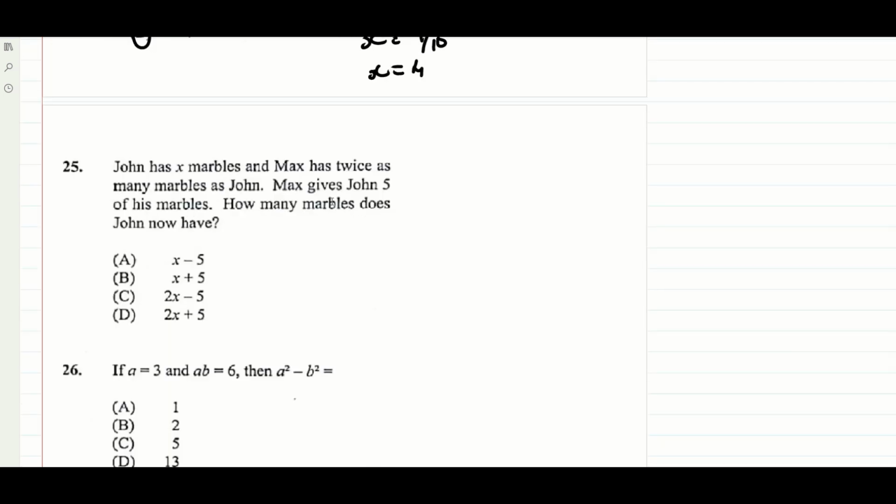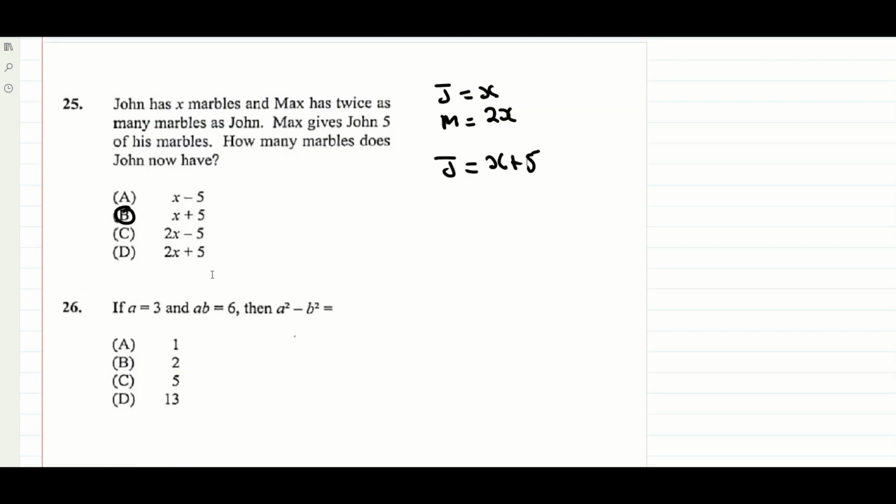Right, we did something like this. How many marbles does John have now? I think it was x plus 5, but let's look at it. John has x marbles, so John is equal to x. Max has twice as many marbles as John, so Max is equal to 2 times x, which is 2x. Max gives John 5, so if he's given 5, then John would be x plus 5. He's gaining 5 more, so that is why it's x plus 5.